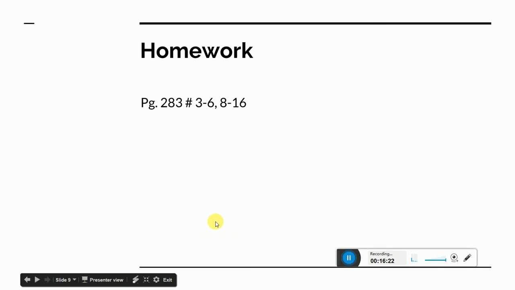On page 283, numbers 3 through 6, and also numbers 8 through 16. And this is in preparation for our assessment tomorrow. That assessment tomorrow, you will still have until Monday to complete it, but as much as you can get done tomorrow, that'll be awesome. Seeing that it is a Google form, you would need to try to have that completed in one sitting. So if you need to take it home, or look over some other things before you attempt it, please do that. But please make sure you continue to use your time wisely.